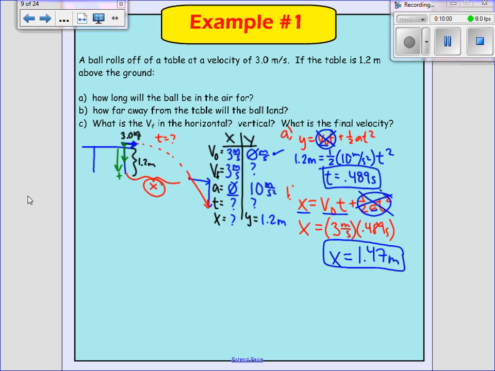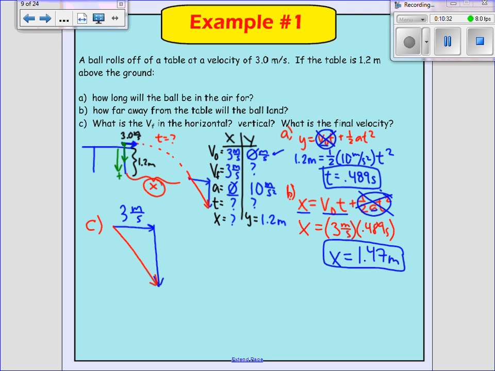Finally, the question that asks in letter C, what is the v final in the horizontal? What is the v final in the vertical? And then what's the final velocity overall? Remember, we've already covered that when the ball hits the ground, it's going to have an x component of velocity and a y component of velocity, and those two together will give you your final velocity resultant vector. The x velocity, or horizontal velocity, we actually already know. It's 3 meters per second, because it doesn't change.